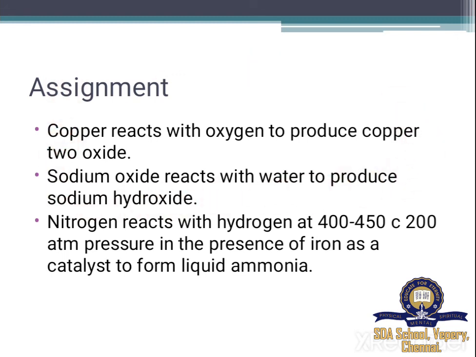And the final one is nitrogen reacts with hydrogen at 400 to 450 degrees Celsius and 200 atmospheric pressure. So these are the conditions. The condition should be mentioned above the arrow. And in the presence of iron as a catalyst. So here iron acts as a catalyst and the catalyst should be mentioned below the arrow to form liquid ammonia. Here the ammonia is the product and it is liquid in form, right? And nitrogen and hydrogen are gases. Make sure to mention all this and make sure to balance this equation.